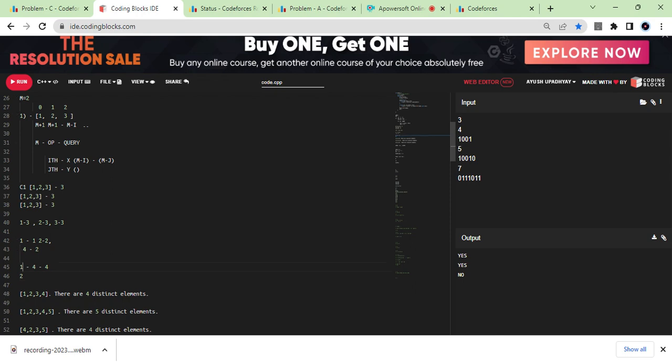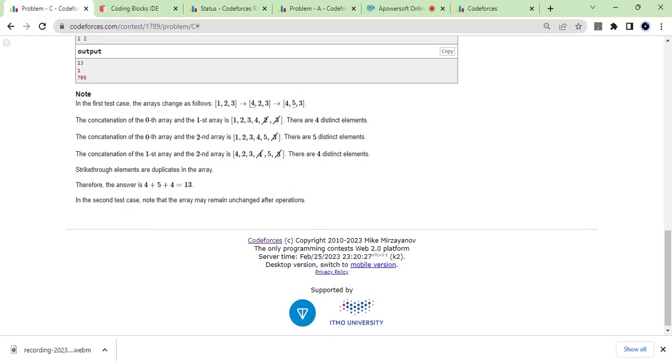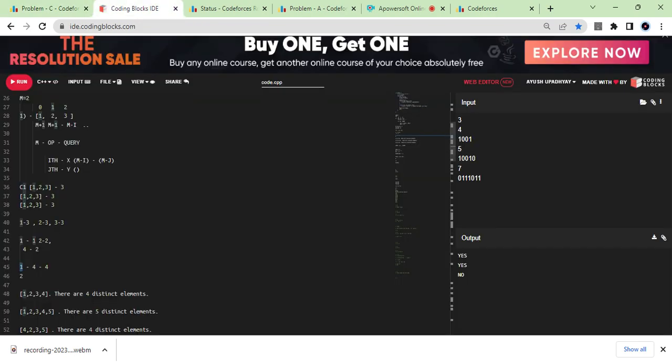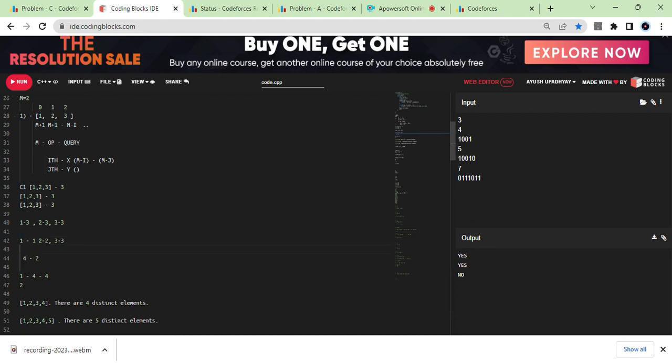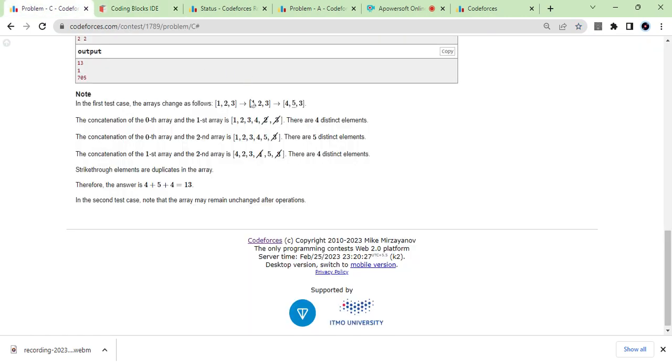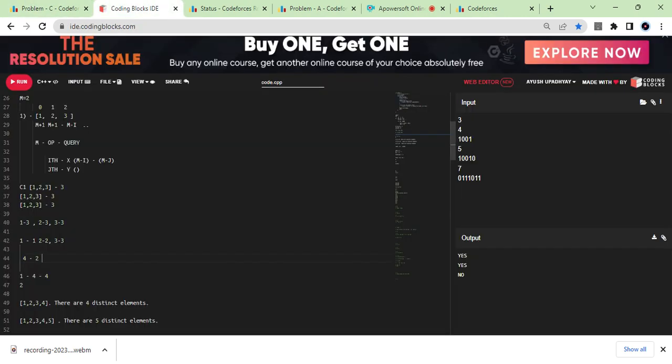So 1 is coming, not in m plus 1 arrays. I'm just talking about these arrays. 1 is coming in just one of these arrays. 4 is coming in two of these arrays. 2 is coming in two of these arrays, right? 3 is coming in all of these three arrays, right? In these arrays 4 is coming two times, 5 is coming just one time.